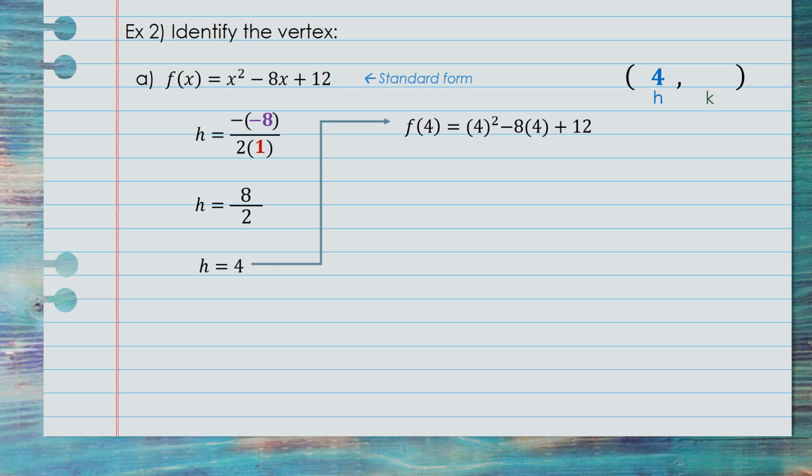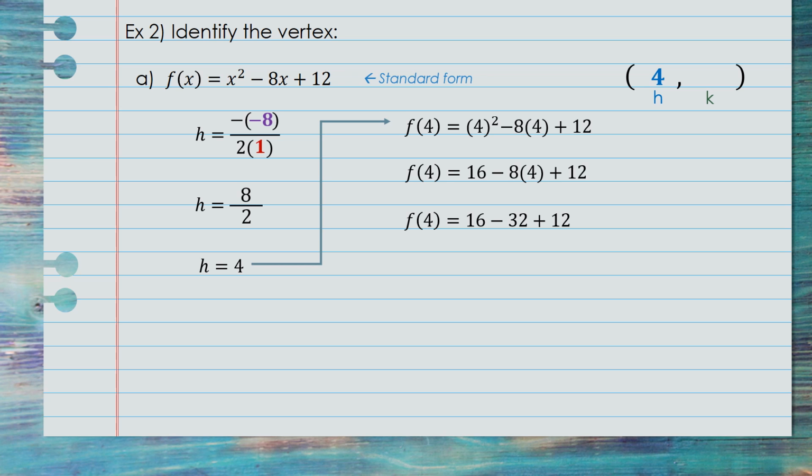To simplify, we need to follow GEMS or order of operations. We cannot do anything inside the grouping symbols, but we do have exponents. 4 squared gives us 16. Next, we look for any multiplication or division. In the middle, we have a negative 8 times 4, which gives us negative 32.